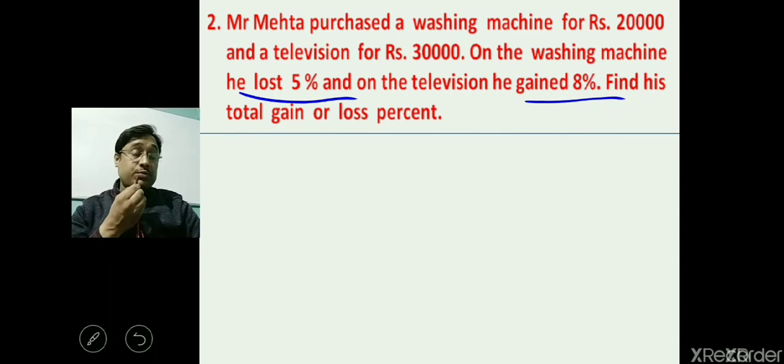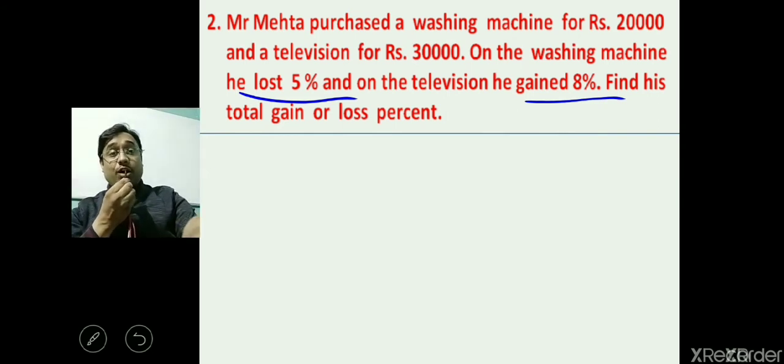It is gain or loss, we do not know. But whatever it is, if it is gain then you find the gain percent only. If it is loss then find the loss percent only. You also have to find whether it is gain or loss. Okay, so the question is nice. How will you solve that?